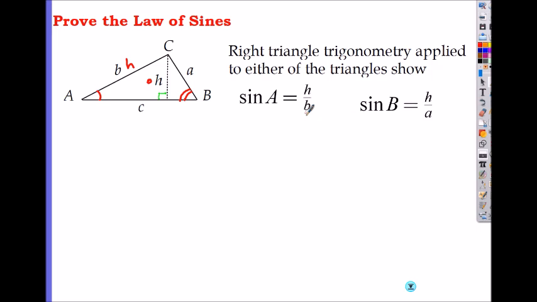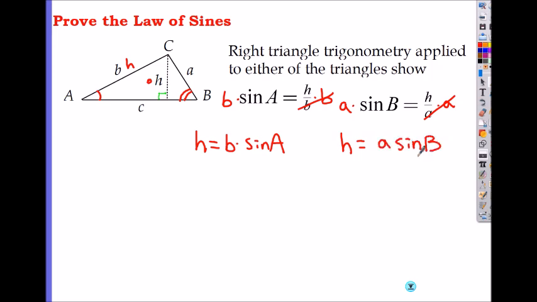So what's in common from this equation and that equation? h. So I'm going to solve for h. Multiply by b on both sides, so I get h equals b times sine of A from this equation. Here, I'm going to multiply by a on both sides, so I get h equals a times sine of B. And these h's refer to the same height, right?